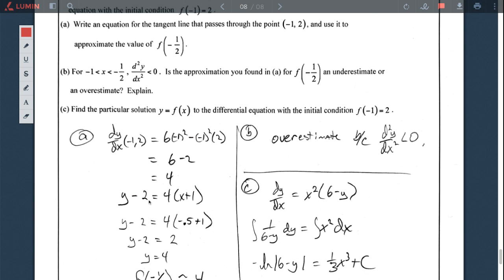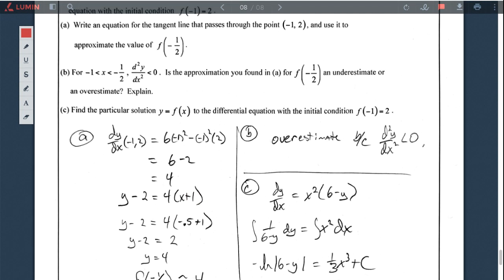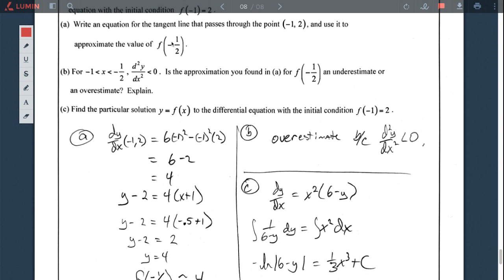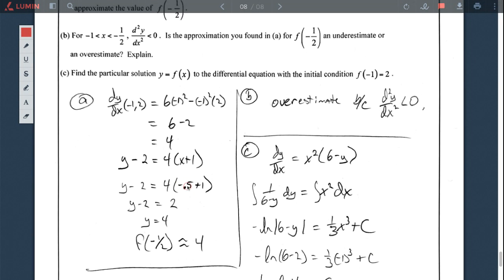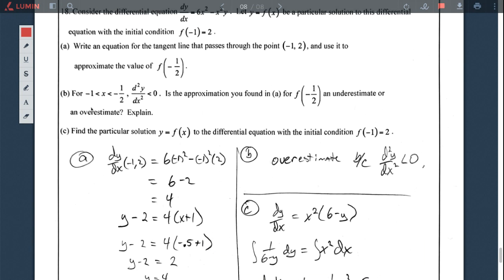So y minus my y value equals 4 times (x plus 1). And then we want to approximate f(-1/2). So that means I put -1/2 in for the x and I solve. f(-1/2) is approximately 4. Part B tells me between -1 and -1/2, the second derivative is less than 0, which means the second derivative is negative. Is the approximation you found in part A for f(-1/2) an underestimate or an overestimate?